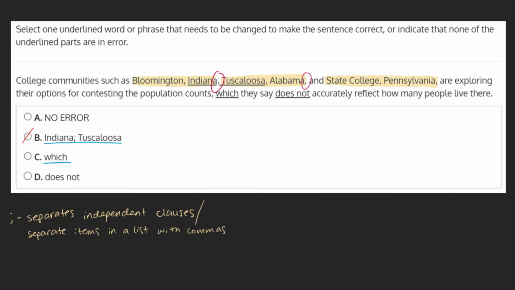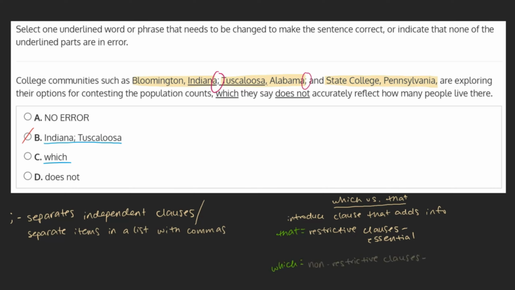C. Which. Two words that often get confused with each other are which and that. Both can introduce clauses that add information about a noun, but what's the difference? Put simply, that is used for restrictive clauses, which are essential to the meaning of the sentence. Which is used for non-restrictive clauses, which add extra, non-essential information. In our sentence, the phrase, which they say does not accurately reflect how many people live there, is an extra detail about the population counts. It's not essential to identifying which population counts we're talking about. With this in mind, we can see that which is the correct word here, and we can mark this choice off.